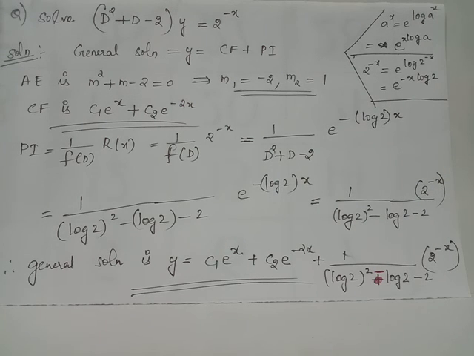Having found the PI, now we can write the general solution, which will be the sum of the CF and the PI. We obtain the general solution y = c1 e^x + c2 e^(−2x) + 1/((log 2)² − log 2 − 2) multiplied by 2^(−x).